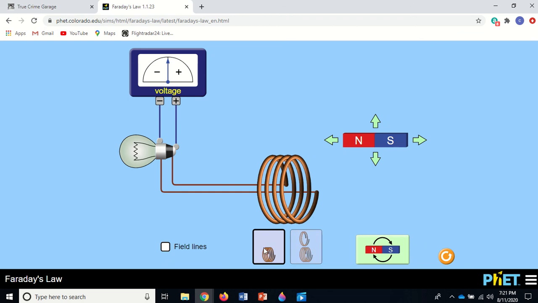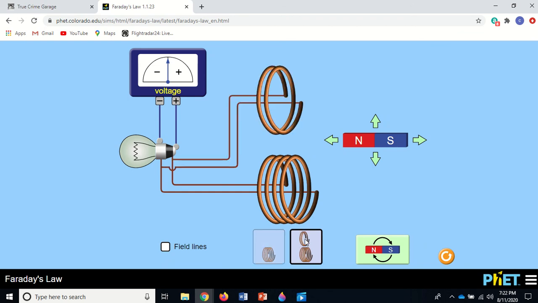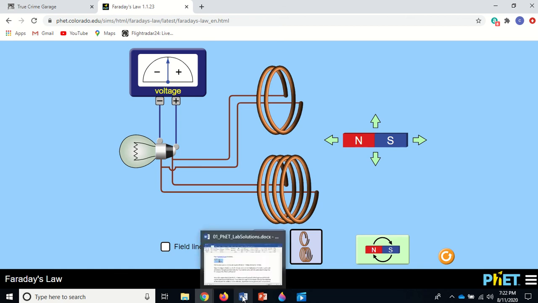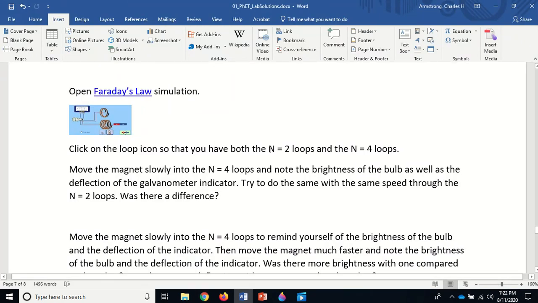Let's have both loops. What does that do? That's what we already have. Let's have both loops here, okay? So they're separate coils. One's got 4 loops, one's got 2 loops. Okay, so let's go down and do this. We clip on it, so yes, we have both of them.